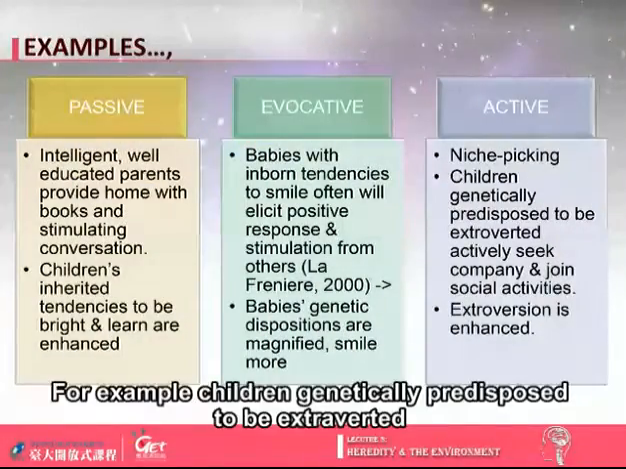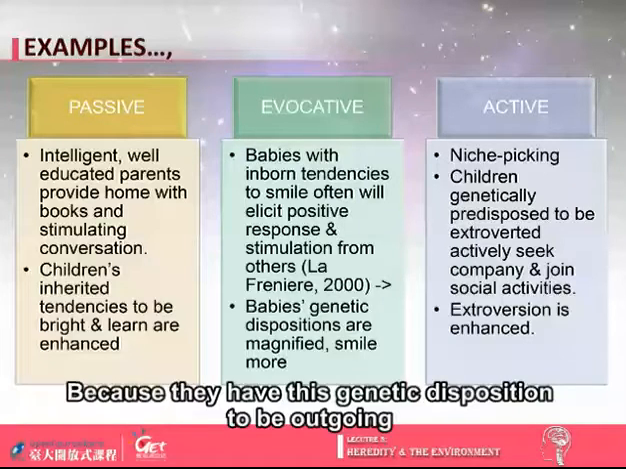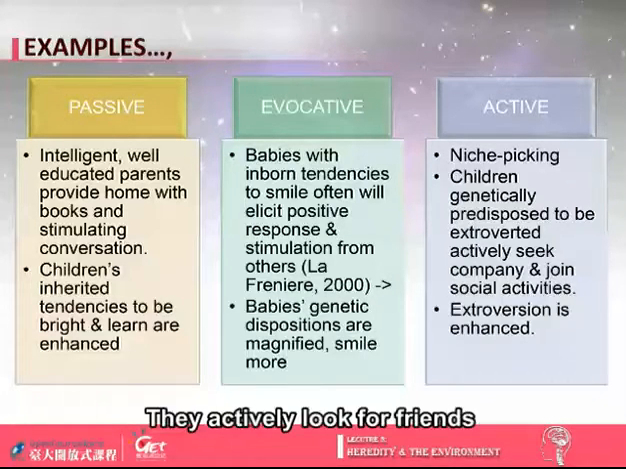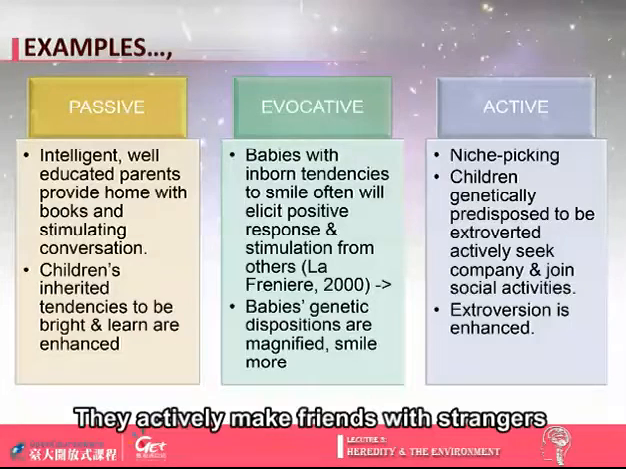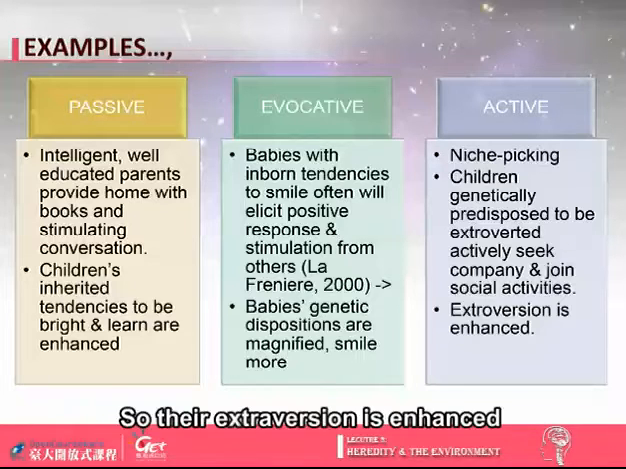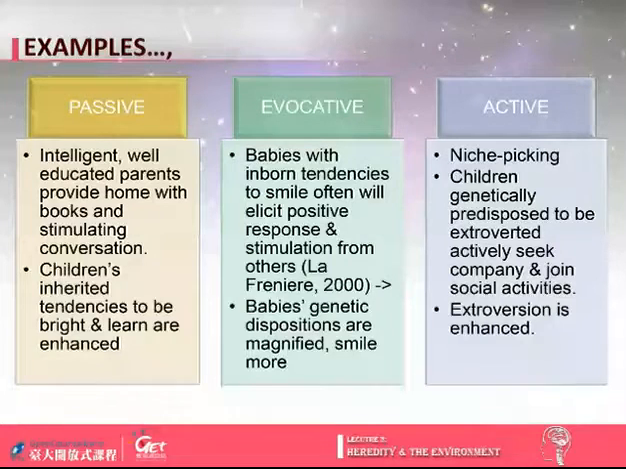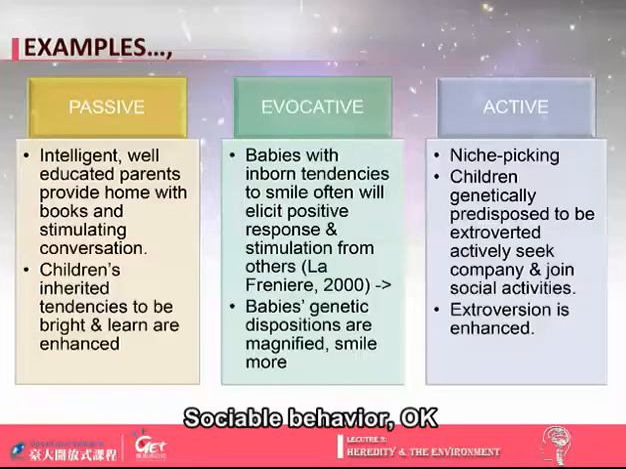For example, children genetically predisposed to be extroverted, they actively seek company, okay, because they have this genetic disposition to be outgoing, to be very sociable. They actively look for friends. They actively make friends with strangers or go to parties, join clubs, etc. So their extroversion is enhanced because they have deliberately participated in activities that promote this sociable behavior. Okay? So again, the three: passive, evocative, and active.